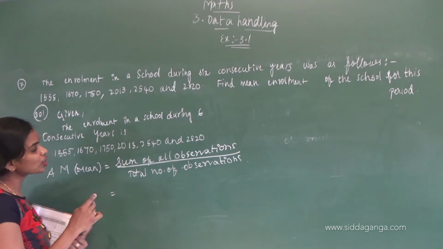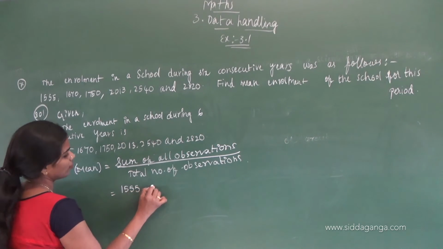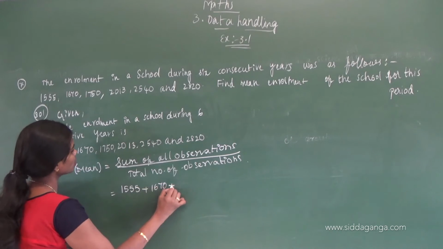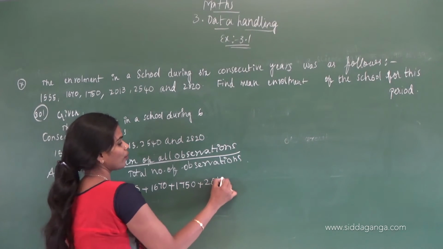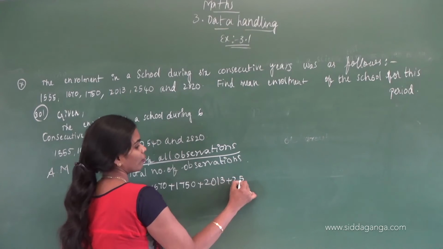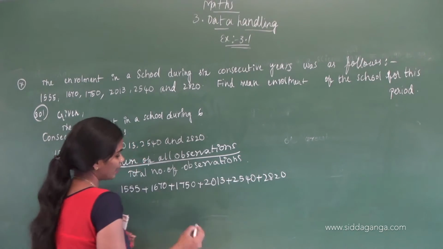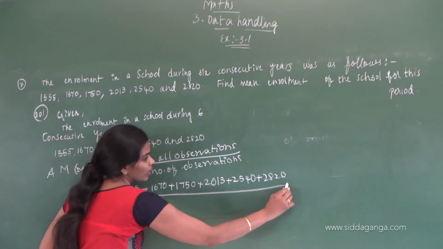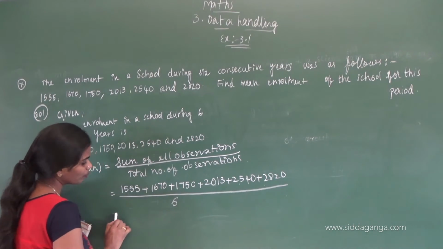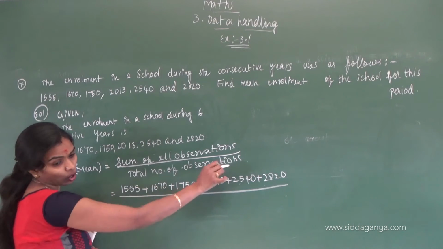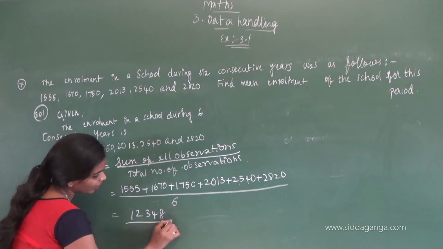Sum of all observations means 1555 plus 1670 plus 1750 plus 2013 plus 2540 plus 2820 divided by number of observations there: 1 2 3 4 5 6, correct. If you add these all then we will get the sum divided by 6.